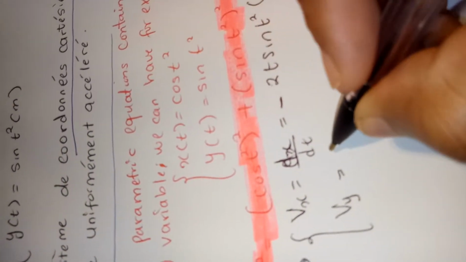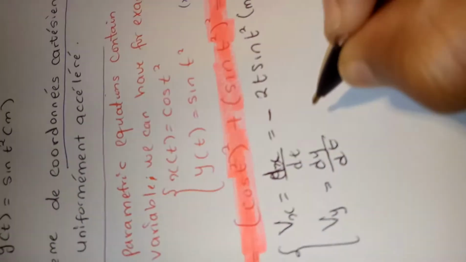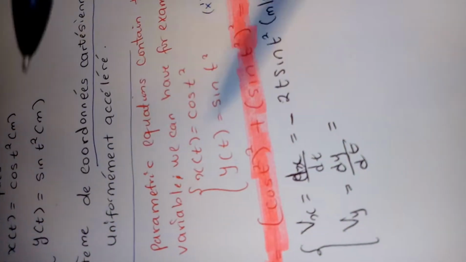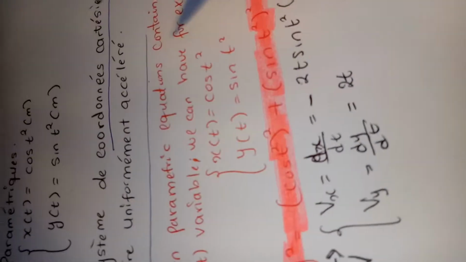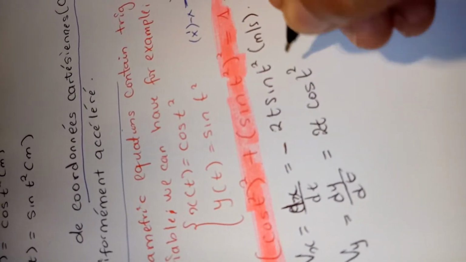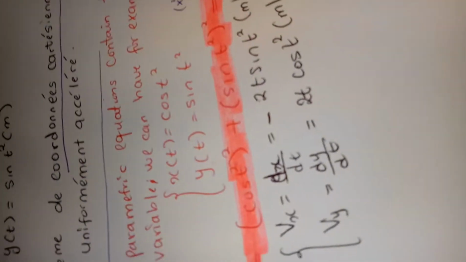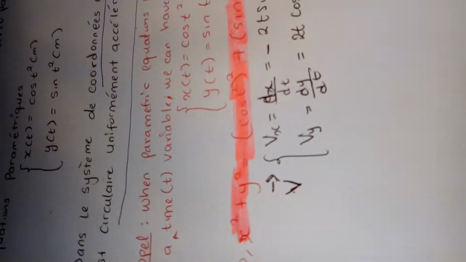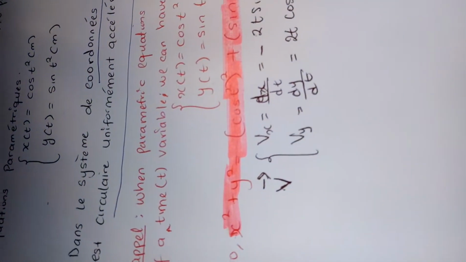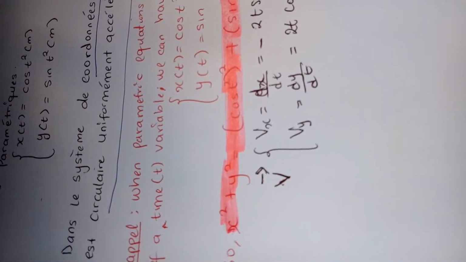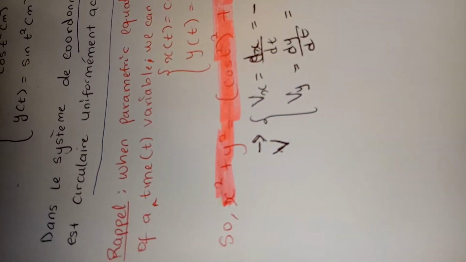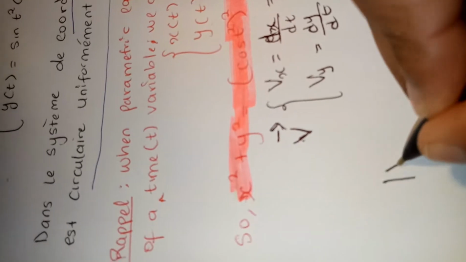We have dy over dt. We derive the same thing. We have our 2t, and the derivative of sinus is cosinus, so we are going to have 2t cosinus t squared meter per second. Yes. And the next thing you're supposed to do is to find the module of the vector vitesse v.